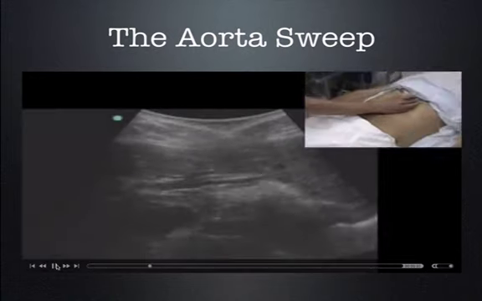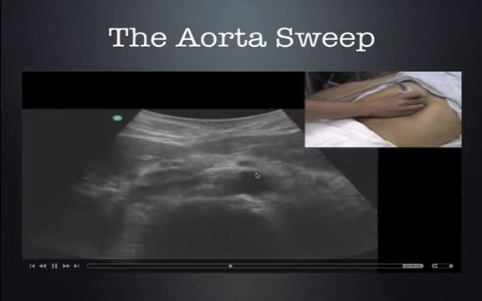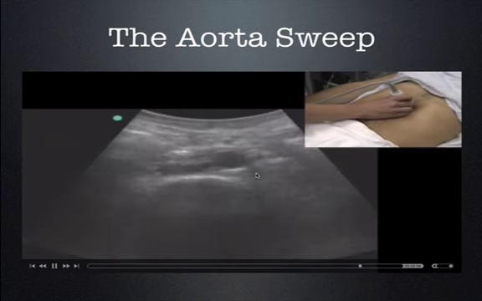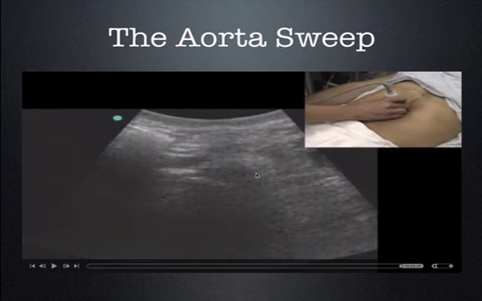One last time. Right here, aorta. We're sweeping down towards the umbilicus all the way to the bifurcation. And we're going to sweep rapidly, not taking any measurements. You don't have to do any measurements. You could see that that was clearly a normal caliber aorta. You've ruled out AAA with that exam right there.